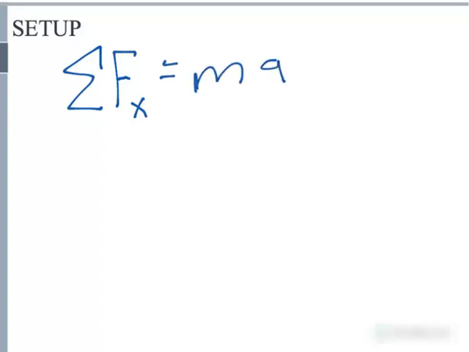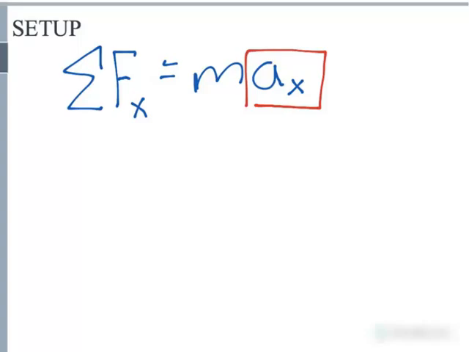So let's just start with Newton's second law. That states that the force in the x direction has to equal mass times the acceleration, which would also be in the x direction. I'm going to go ahead and box our target variables so that we are clear what we are going to be solving for.